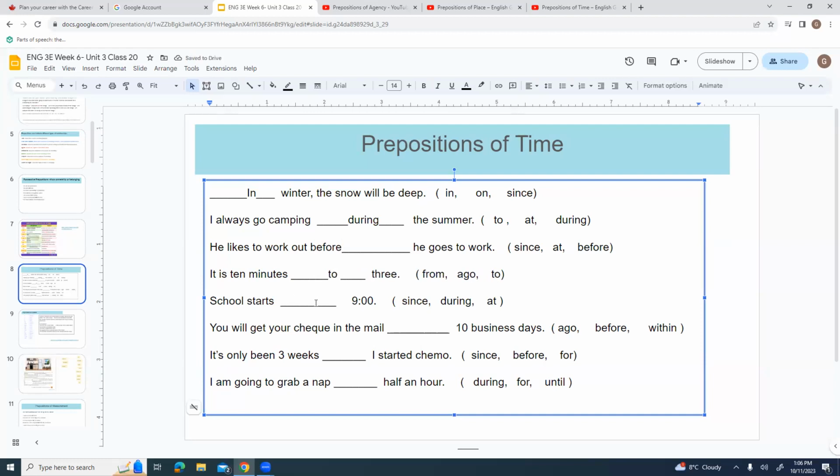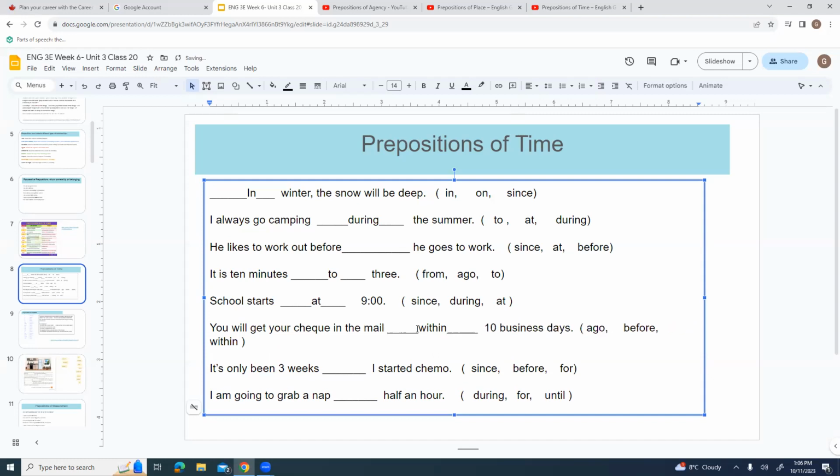School starts something 9 o'clock. Since 9 o'clock, during 9 o'clock, or at 9 o'clock. At, definitely, right? You will get your check in the mail, blank, 10 business days. Ago 10 business days, before 10 business days, or within 10 business days. I would say within. Before doesn't quite make sense there.